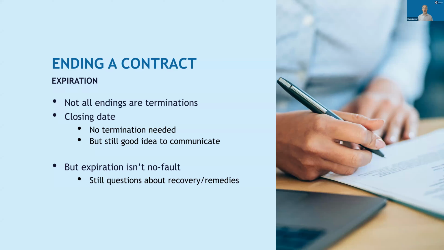There still could be fault for the party that caused the contract to end. So termination isn't necessary, but just because it expires on its own doesn't mean that either party gets away with it. They may still be chased down for damages depending on the circumstances.